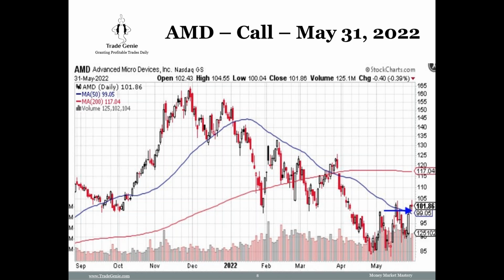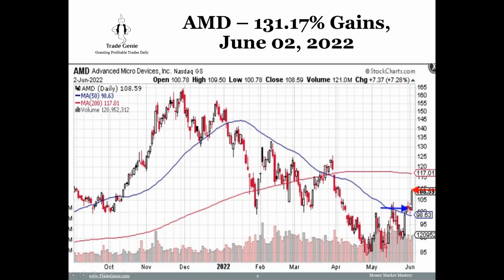So AMD closed today, maybe 3 days later, open again. So here is the entry. AMD calls on May 31st and closed on June 2nd for 131. And the market is bearish, but AMD is telling us it wants to go higher.